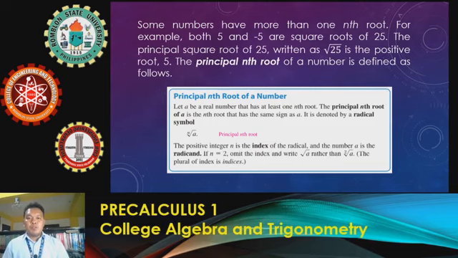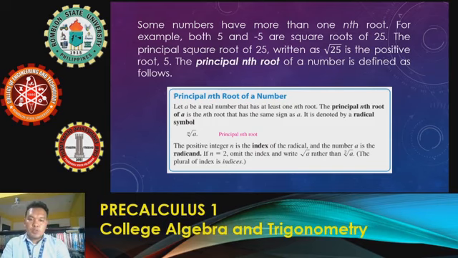So, let a be a real number that has at least one nth root. The principal nth root of a is the nth root that has the same sign as a. It is denoted by a radical symbol, the nth root of a. Then the positive integer n is the index of the radical and the number a is the radicand.